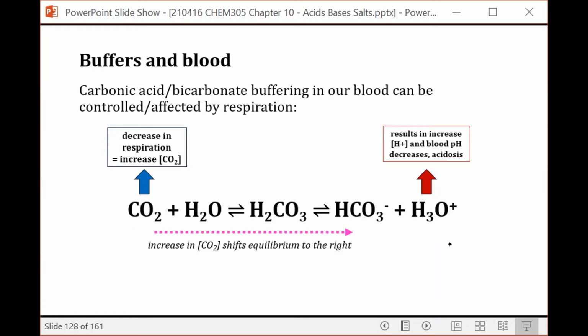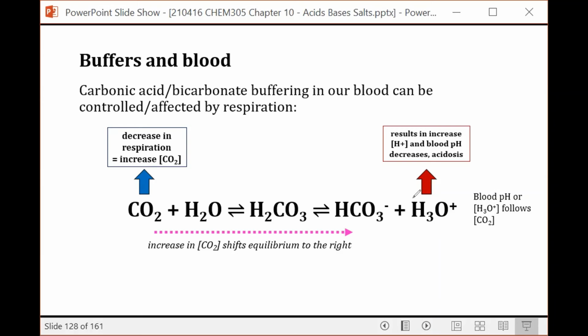So we've been talking about how, if you change this side of the equation by changing your respiration rate, you can affect your blood pH. But your blood pH can trigger your body to exhale or inhale more rapidly or less rapidly to shift the equilibrium as needed to control the concentration of hydronium ions in your blood. It's one of the most rapid responses we have to controlling blood pH.